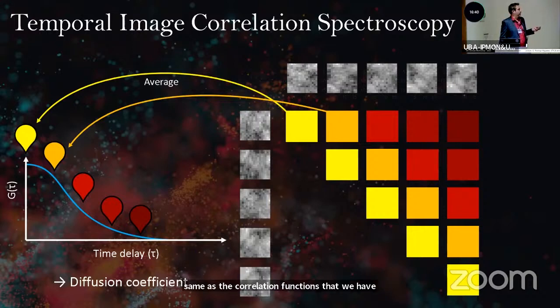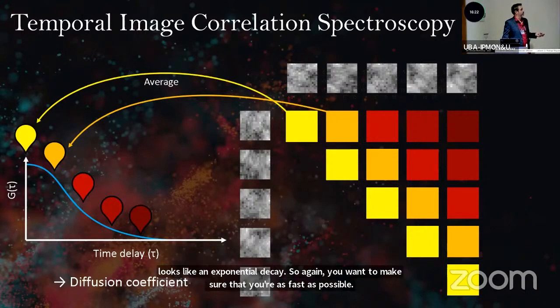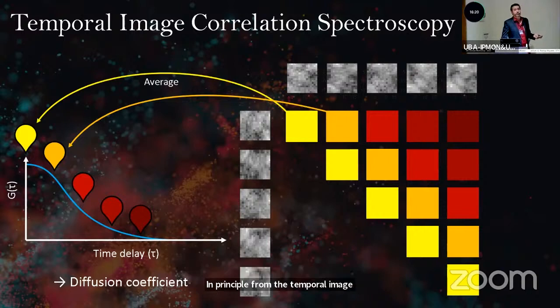And this decays exactly the same as the correlation functions that we had. Again, our image-to-image, frame-to-frame correlation is generally much slower. So we don't really catch this part. Most of the time, we only catch this part, which looks like an exponential decay. So again, you want to make sure that you're as fast as possible. And in principle, from temporal image correlation spectroscopy, you can extract the diffusion coefficient in the same way that you do it with FCS. It's just that in this case, you have a decay of that region of interest.